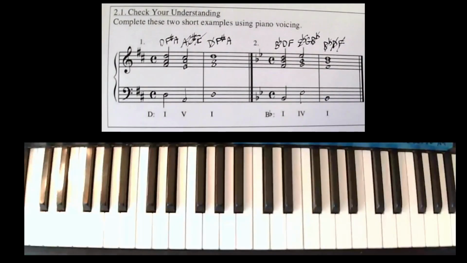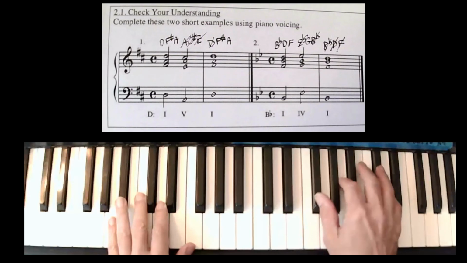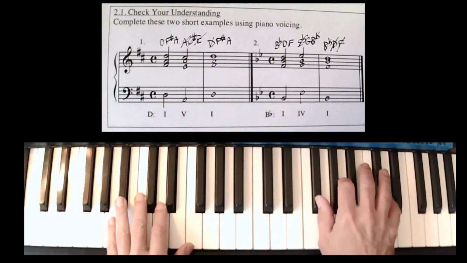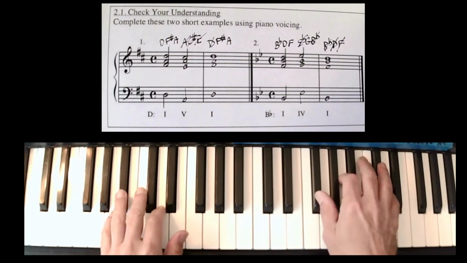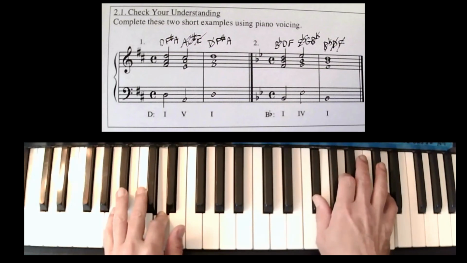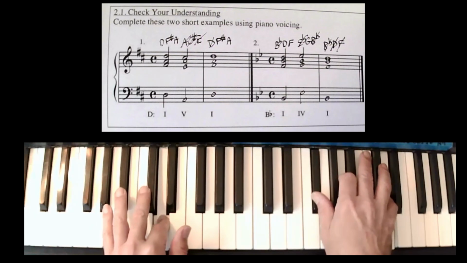Let's go ahead and listen to what these check your understanding examples sound like. The first one is in the key of D, and I'm going to put my right hand up here with a D as the highest note. Make sure that I play in the key signatures, all the F sharps and C sharps, and it sounds like this. 1 chord, 5 chord, 1 chord.